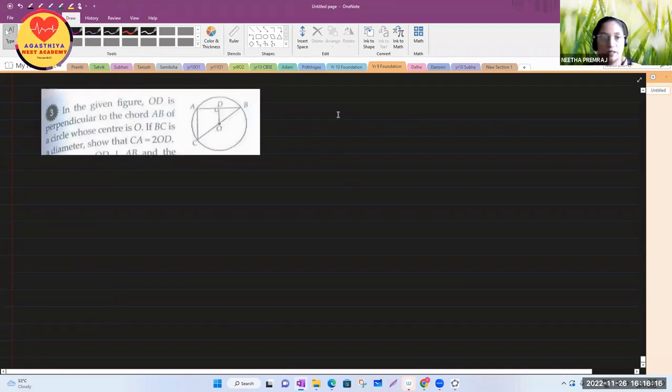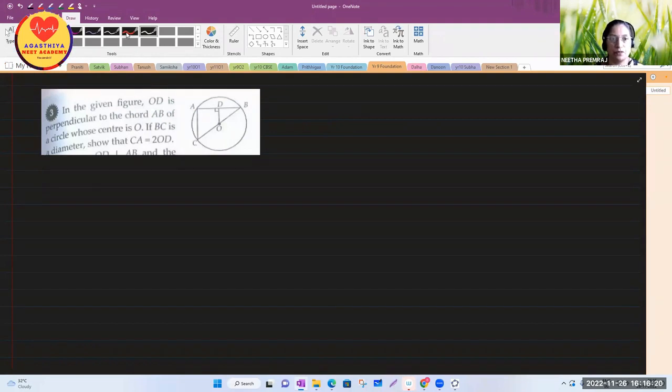In the given figure, OD is perpendicular to the chord AB. OD is perpendicular to the chord. So these two measures are equal, isn't it? Whose center is O and BC is a diameter. So this is the radius. Show that CA is equal to 2 times of OD.